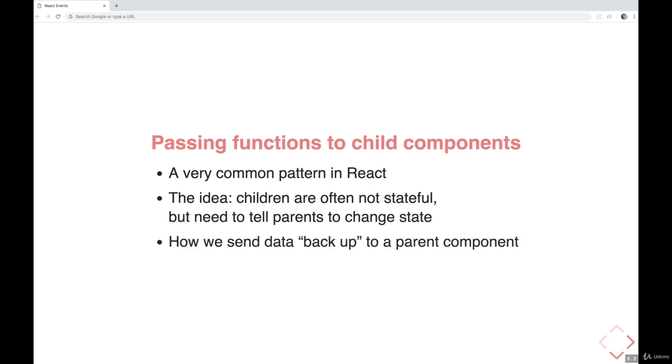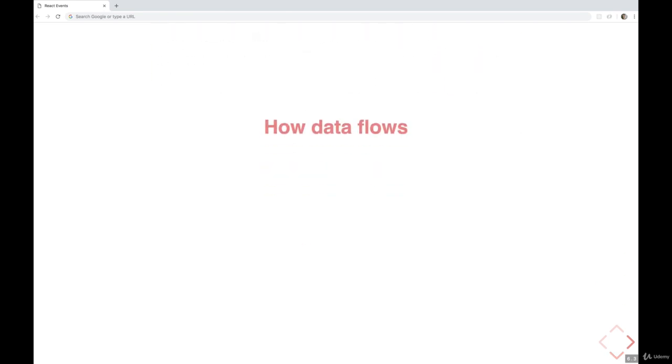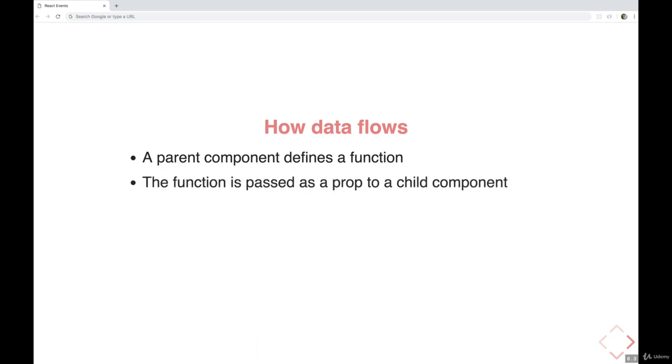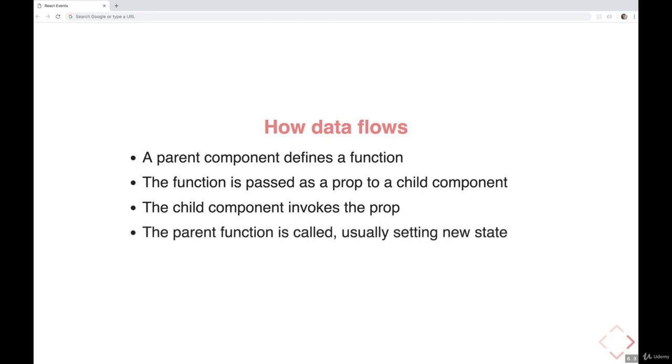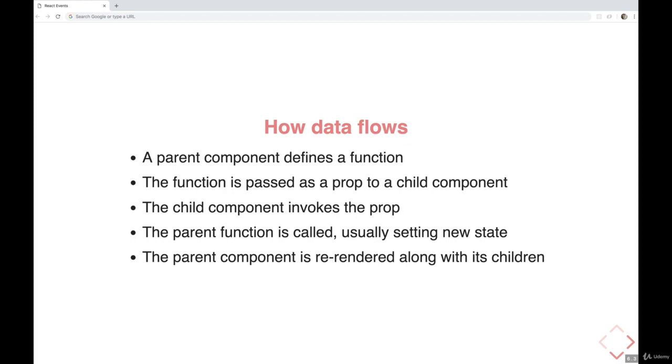So how do we do this? How do we send data back up the chain to a parent component? Very important question. So here's how the data flows. A parent component has some function on it. Let's call it changeColor. It passes that function down as a prop to the child component. Then the child component has that prop and can invoke that function, this.props.changeColor. And that calls the function in the parent, which usually sets the new state or updates the state or does something. And then because that causes a change in the parent state, everything is re-rendered, including the children, which get new props. So let me show you a simple example.